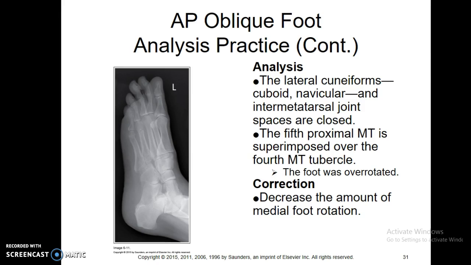This one here, lateral cuneiforms, cuboid, navicular, intertarsal are closed. Okay, so this is starting to look kind of like a lateral, so it's kind of rotated a little bit too much. So as you see here, it's over rotated, so make sure you decrease the amount of rotation. So that means the knee would have to come up a little bit, bring in really the lateral portion of it down closer to the IR.